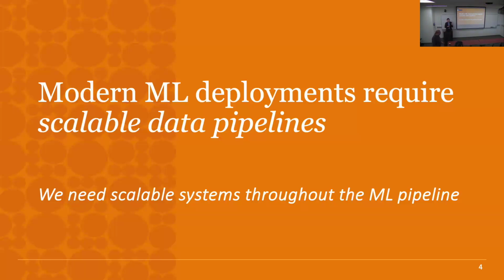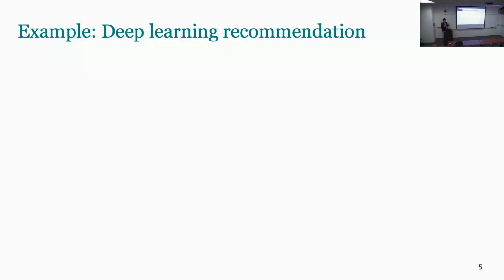And my key message today is this. There's one point I want to get across: if we want to continue scaling our ML capabilities or ML systems, we need to focus on collectively improving all of the different systems throughout the ML pipeline, not just the GPUs or the disk components. So to give you a bit more to work with here, let me start with an example of a real world ML deployment, namely a recommendation system.